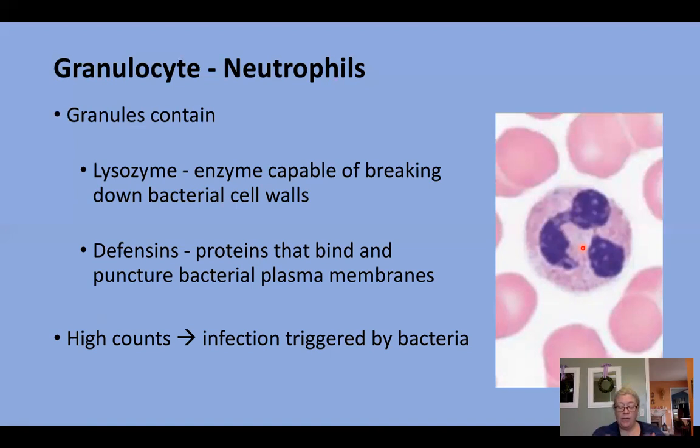So if they take your blood, put it on a microscope slide, and start scanning it, and they're like, wow, these neutrophil numbers are outrageous. They're like everywhere. Chances are you probably have a bacterial infection. They're going to give you some sort of antibiotic and hopefully send you on your way, and you'll be good to go. All right, so when you think of neutrophils, think of most numerous, think of light purple, think of killing bacteria.